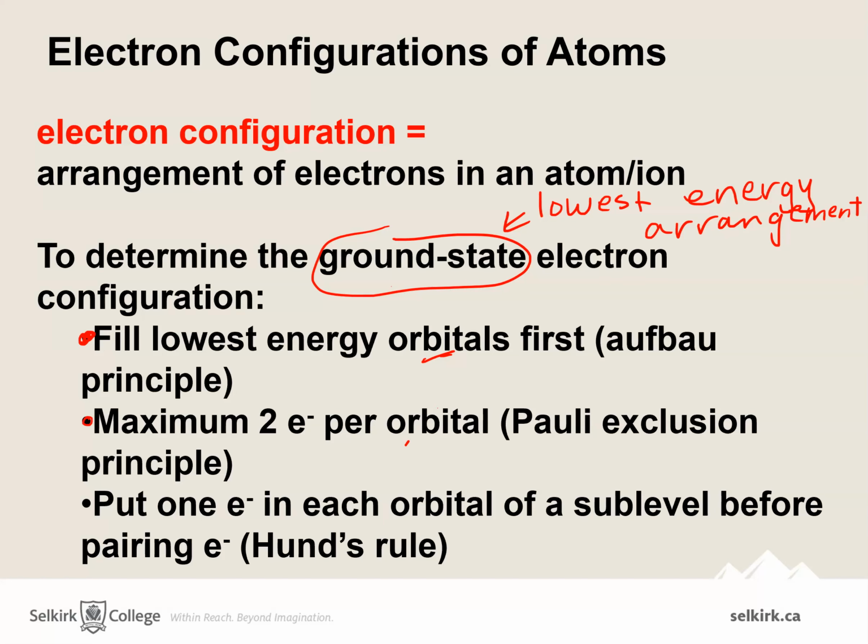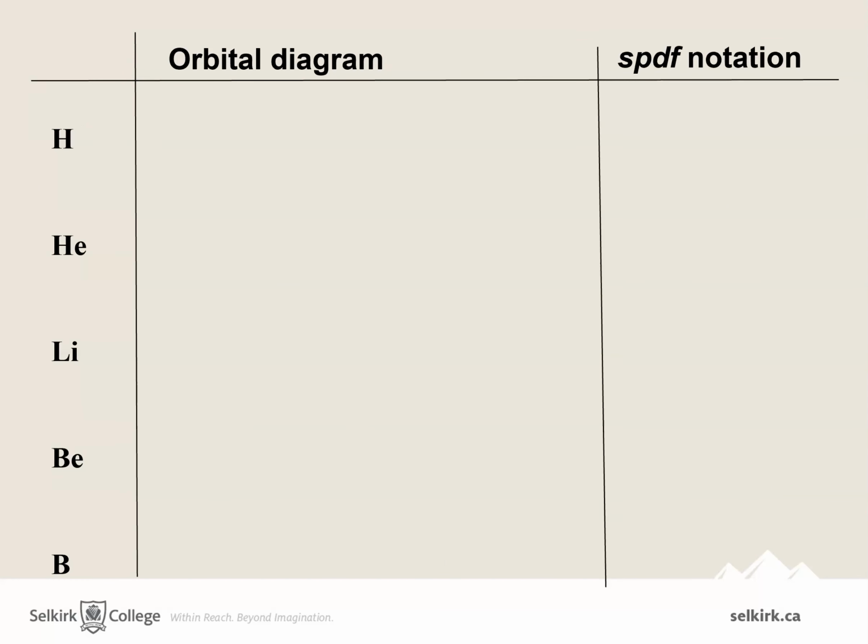Next rule, we're going to put a maximum of 2 electrons per orbital, and they're going to have opposite spins. We've already looked at the Pauli exclusion principle. I'm going to save the third rule for later. We don't need that yet. Let's get right into it.